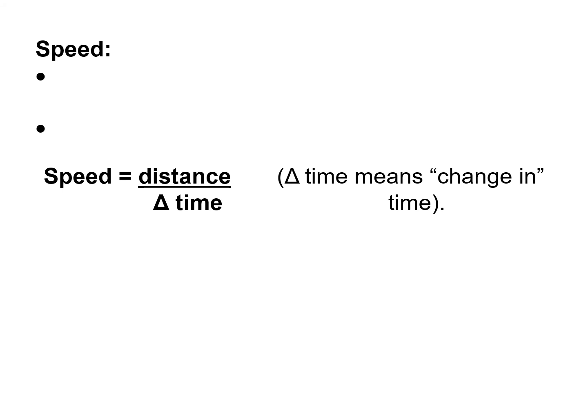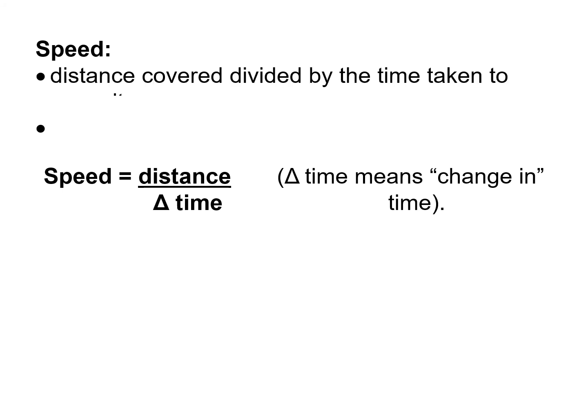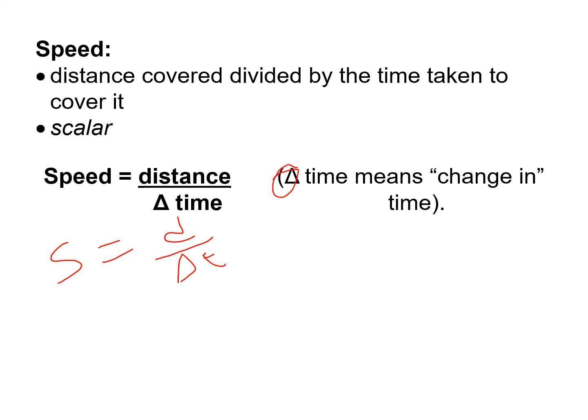So now let's look at speed and velocity. So speed is the distance covered divided by the time taken to cover it. It's a scalar quantity. Speed is distance over time. So we say S equals D over change in time. Okay? The little delta symbol right here simply means a change in. Delta means change.